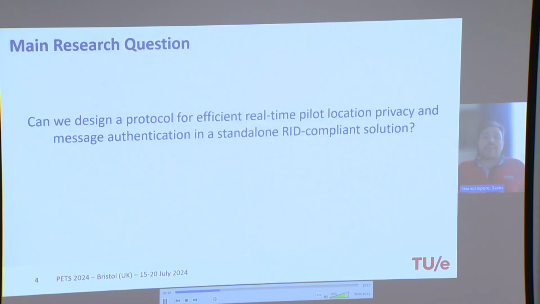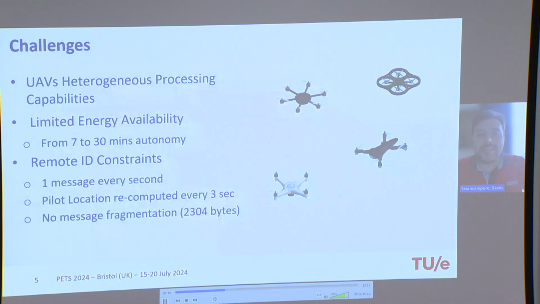This leads to our main research question. Can we design a protocol for efficient real-time pilot location privacy together with message authentication, that is one of the main requirements for a secure remote ID deployment, in a standalone remote ID-compliant solution working on board of a drone? This is not a naive question, an easy question to be answered, because there are several challenges and requirements to consider. First, you have to consider that drones are characterized by heterogeneous processing capabilities.